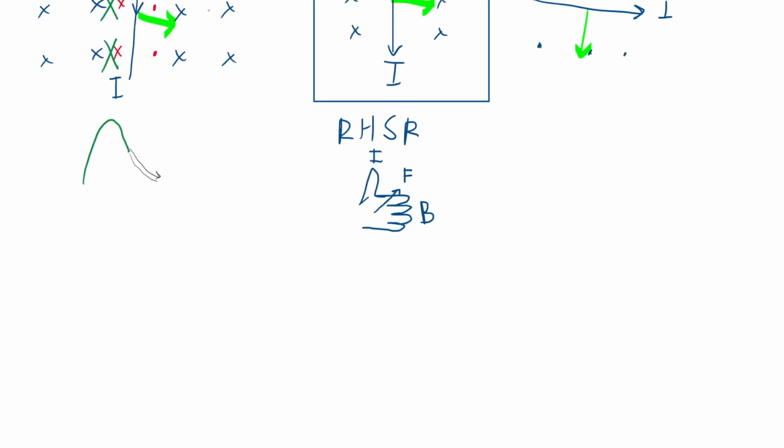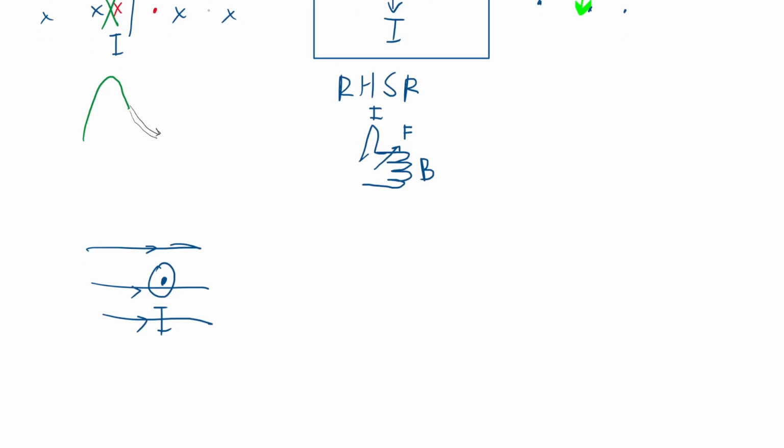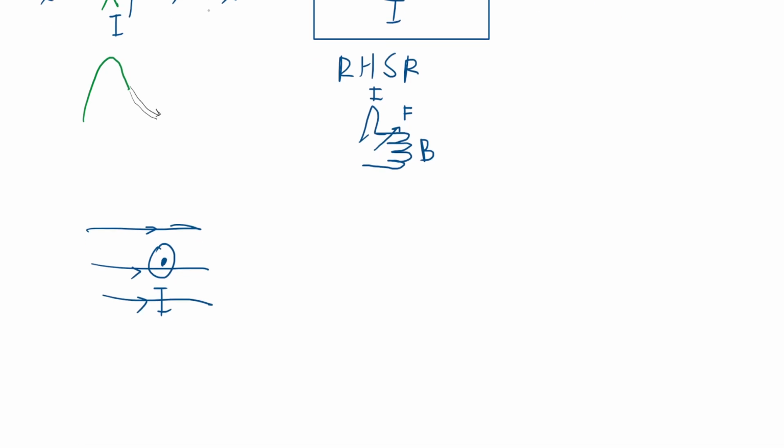You may even get one where current, let's say, is coming out of the page. Magnetic field, let's say, is going to the right. What's the direction of the force? I'll give you a moment. So current's out of the page. Magnetic field is to the right. Force would be up. Upwards.